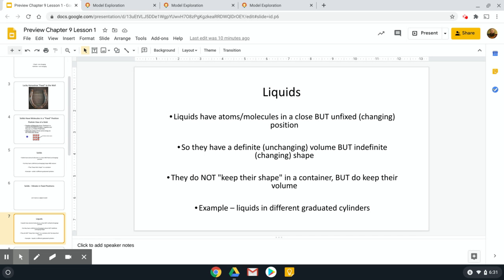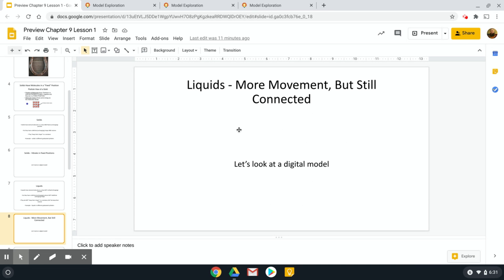And when we've been pouring liquids into graduated cylinders, the total volume doesn't change, but as I tilt and turn the graduated cylinder, the liquid will move around. And if I pour the liquid from one graduated cylinder to another, the volume stays the same, but the shape of the liquid changes. So liquids have more movement, but the particles are still connected.